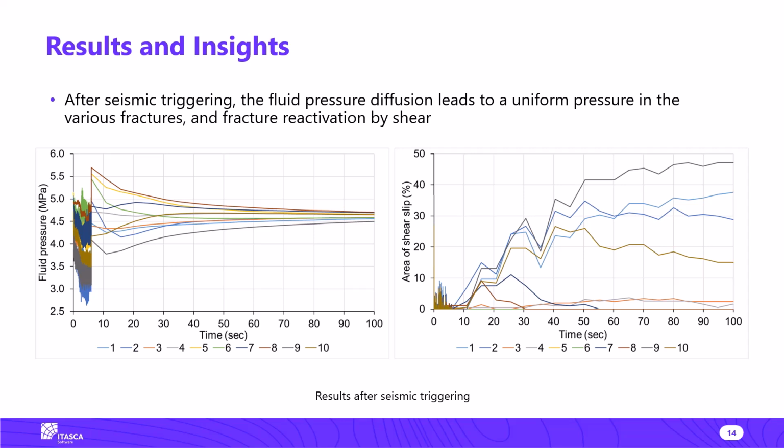The right figure shows that significant shear slip occurs mainly in the fractures dipping 30 degrees. And this result enables us to conclude that the diffusivity of the fluid pressure can reactivate other pre-existing fractures by shear and eventually induce other seismic events.